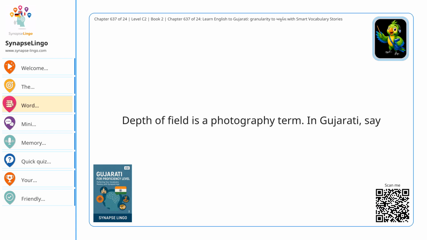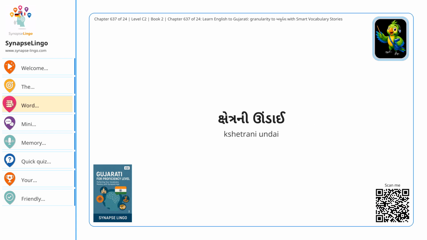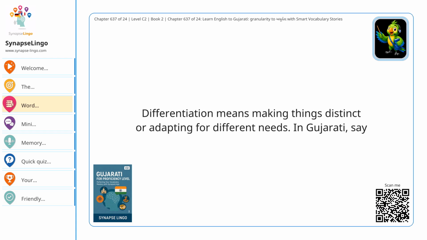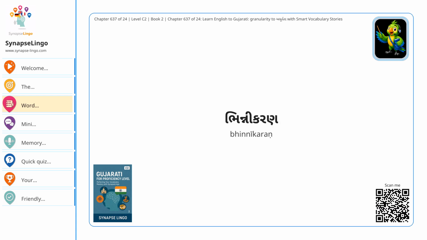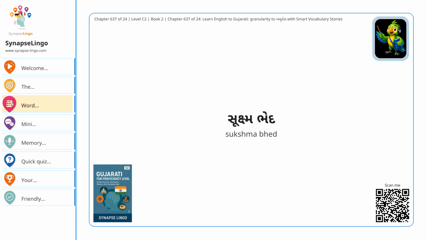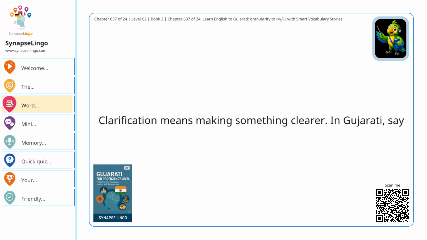Depth of field is a photography term. In Gujarati, say ક્ષેત્રની ઊંડાઈ. It is the range that appears sharp in an image. Differentiation means making things distinct or adapting for different needs. In Gujarati, say ભિન્નીકરણ. Teachers use ભિન્નીકરણ for different students. Nuance means a subtle difference. In Gujarati, say સૂક્ષ્મ ભેદ. A good translator notices every સૂક્ષ્મ ભેદ.